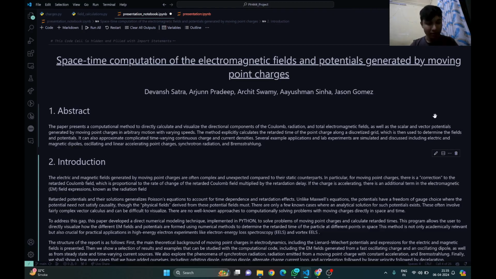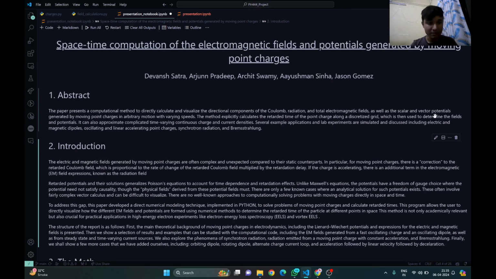Right. In the very beginning, I'll first read out the abstract of the paper. This paper presents a computational method to directly calculate and visualize the directional components of the Coulomb, radiation, and total electromagnetic fields, as well as the scalar and vector potentials that are generated by moving point charges in arbitrary motion with varying speeds. This method explicitly calculates the retarded time of the point charge along a discretized grid, which is then used to determine the fields and potentials.